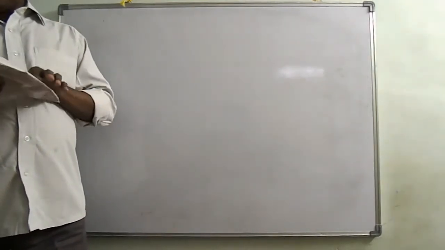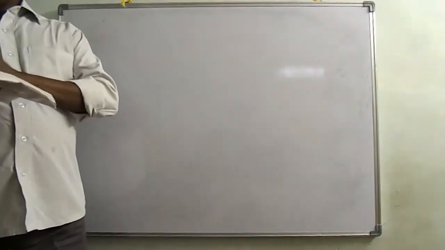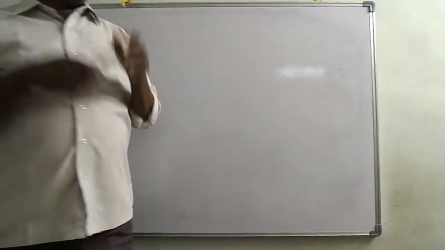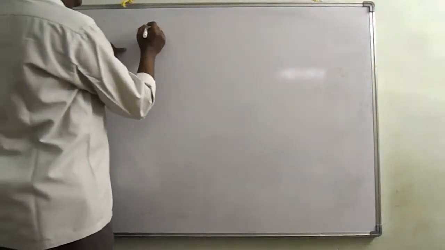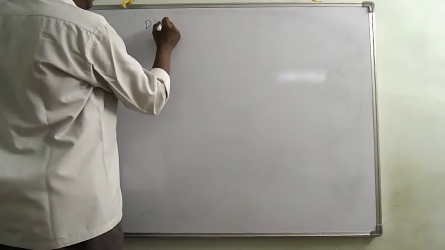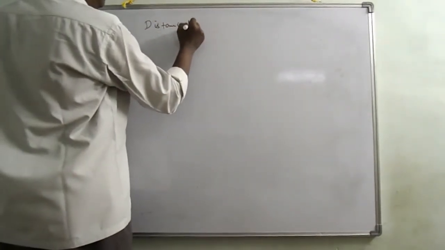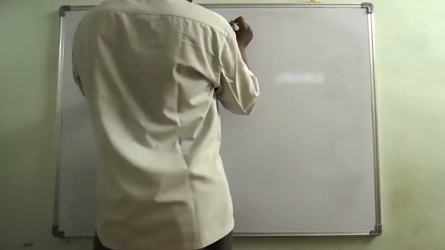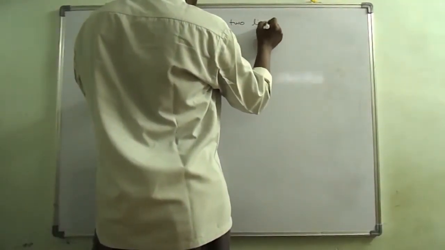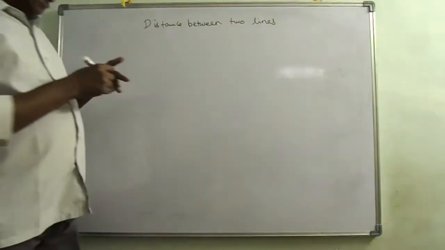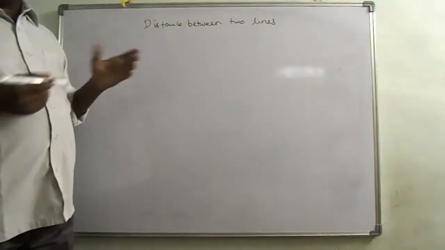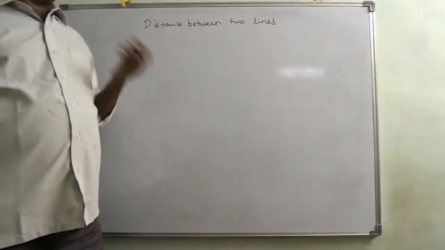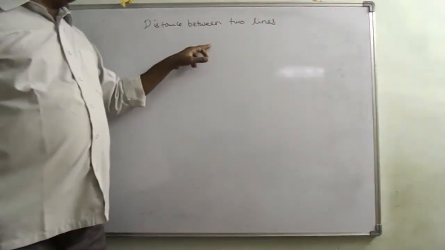Now we can go to another concept, finding the distance between two lines. Here distance means shortest distance. Let us see the types of lines.